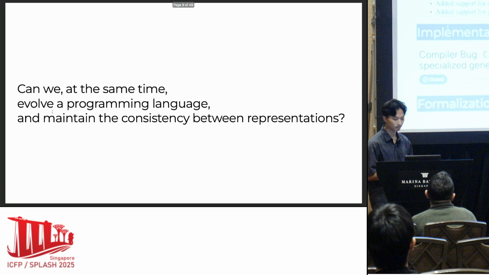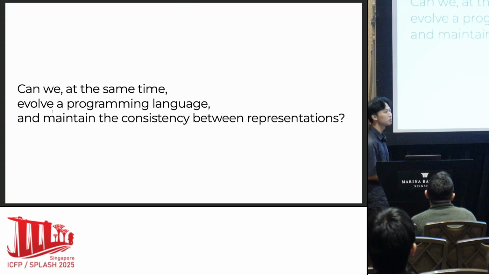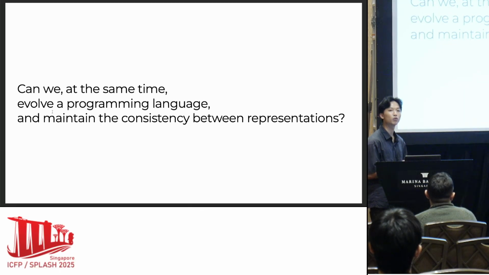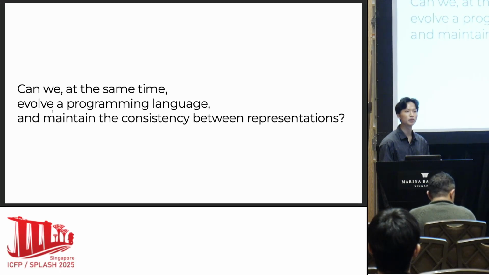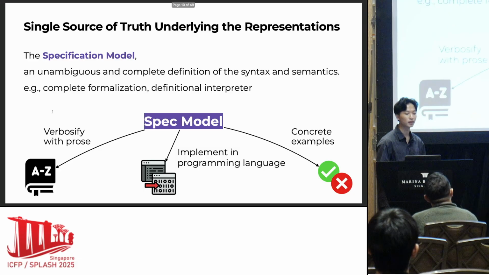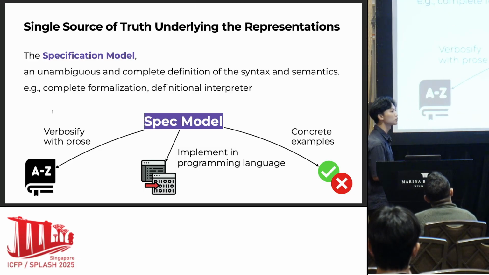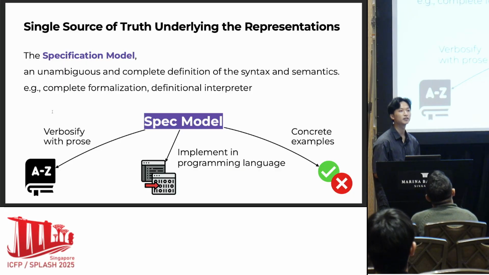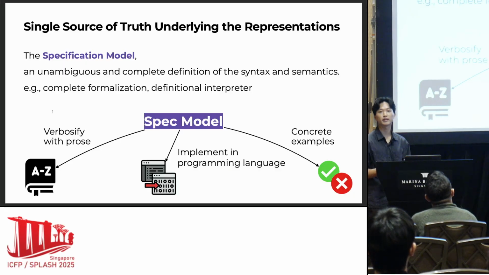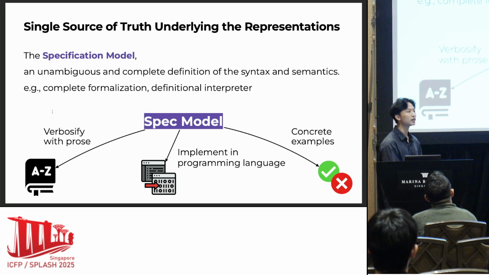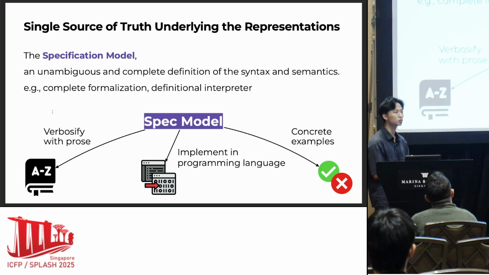So this inconsistency problem boils down to this core question. Can we at the same time evolve a programming language while maintaining the consistency between the representations? From a programming language perspective, we claim that the answer is yes. There is a single source of truth that underlies all the different language representations, which we call the specification model. This refers to a complete and unambiguous definition of a language. For example, it can be a complete formalization or a definitional interpreter.